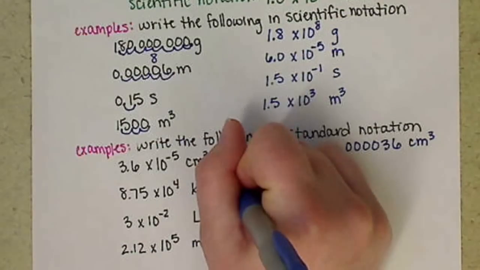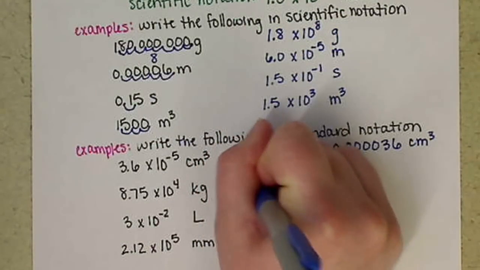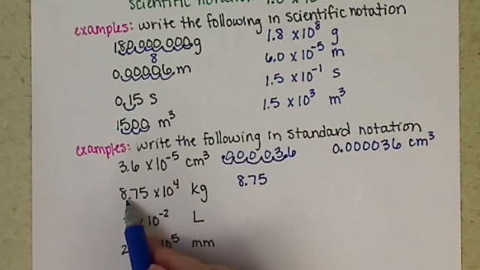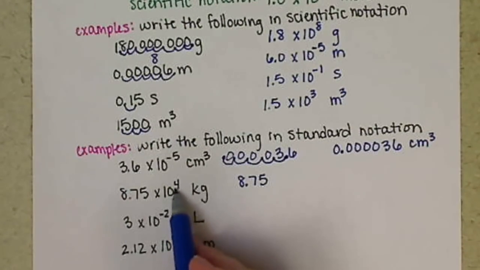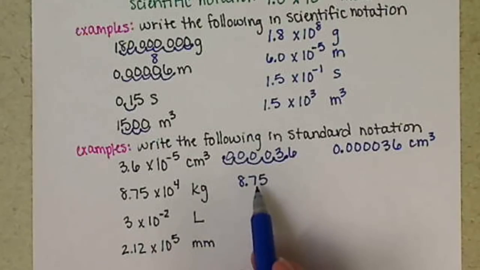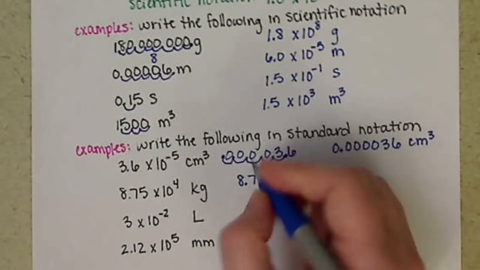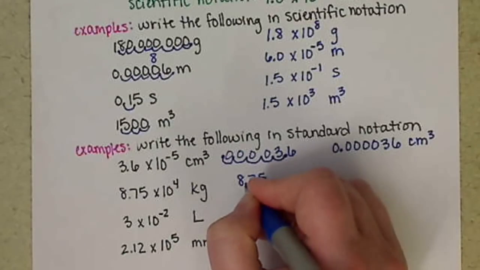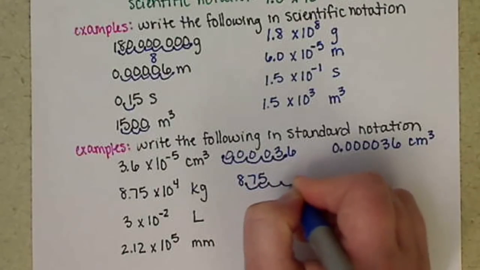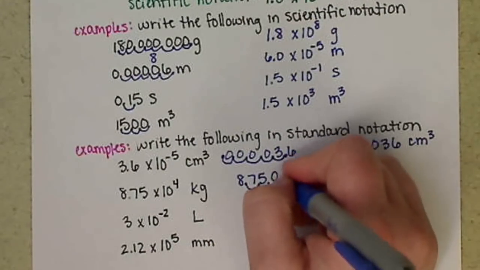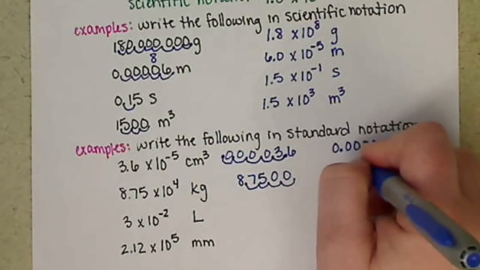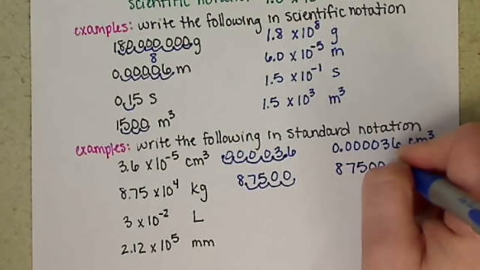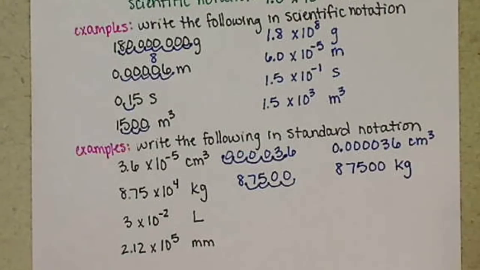For the second example, again, I'm going to start by writing that first value out. I'm going to move my decimal 4 times, and because this is a positive value, I want to make this one bigger. So I'm going to move it to the right. So I move 1, 2, 3, 4. So I'm going to add 2 zeros onto the end. So I have 87500, and my units of kilograms go on the end.